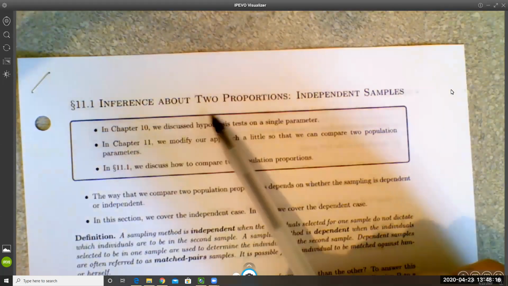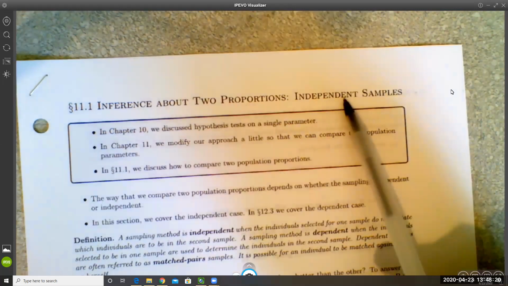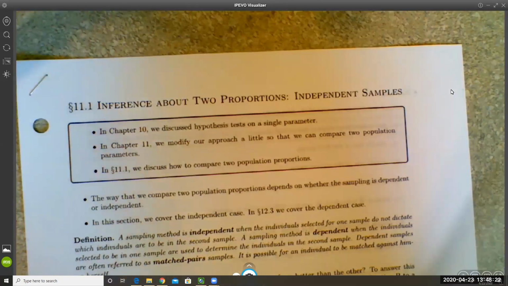So we're going to talk about inference on two proportions, so hypothesis testing on two proportions when the samples are independent, okay?